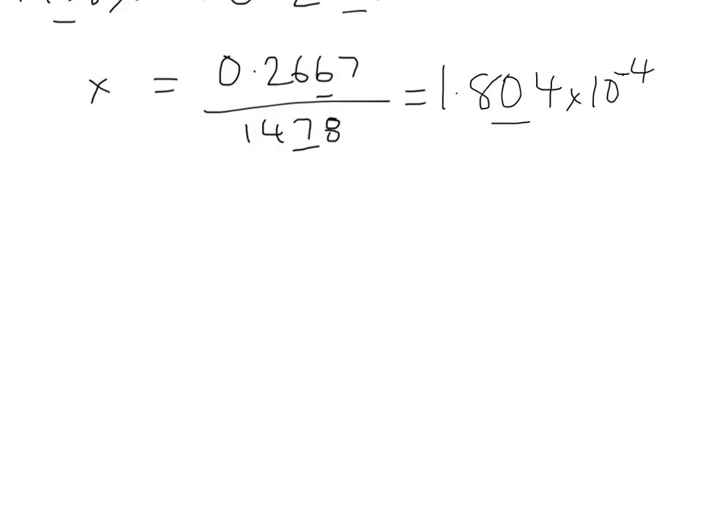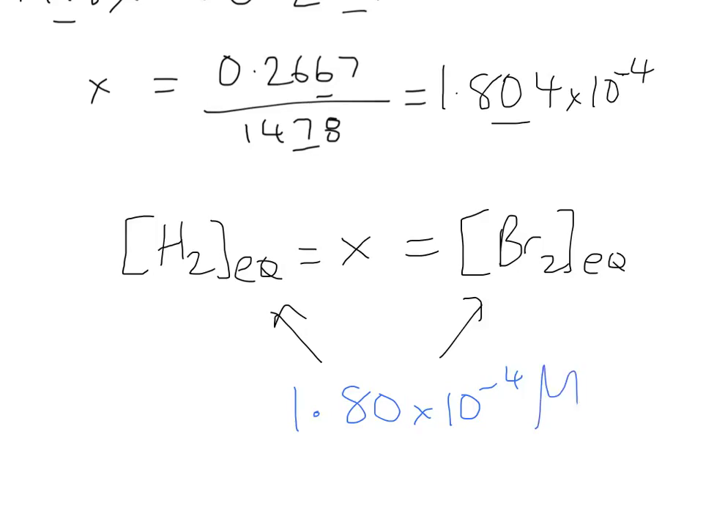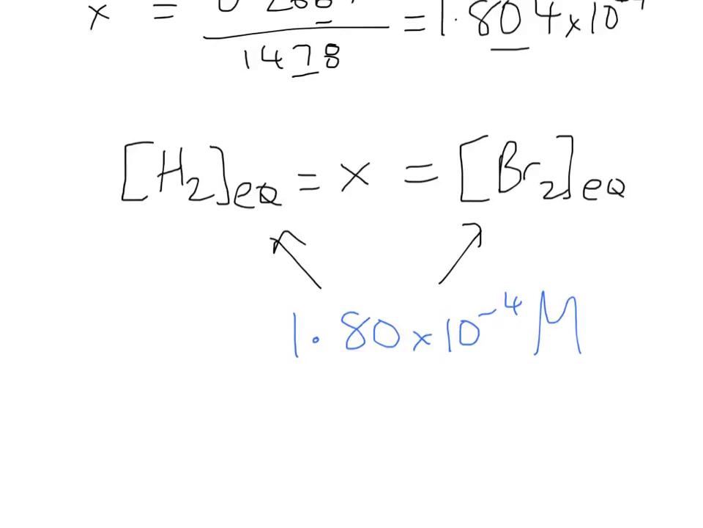Okay, so what's x? Well, if we look back in the bottom of our ICE chart, we'll see that the hydrogen concentration at equilibrium is x, and actually also the bromine concentration at equilibrium. And so we can say that basically both of these are equal to x. And so remembering to put in our units, 1.8 times 10 to the minus 4, those are concentrations, so moles per liter. Okay, so we've calculated two of the three concentrations.